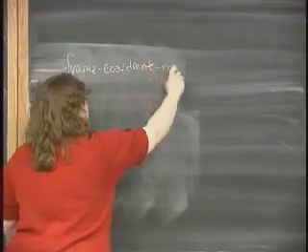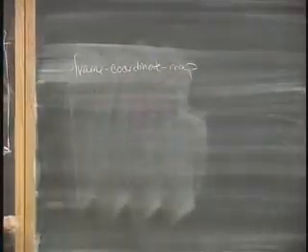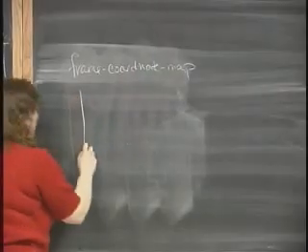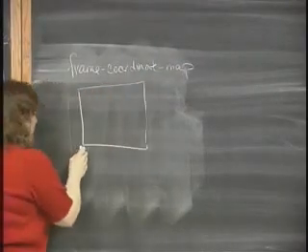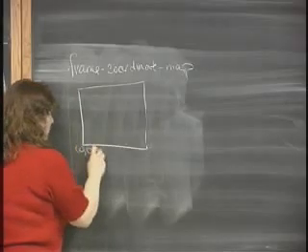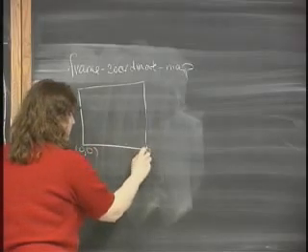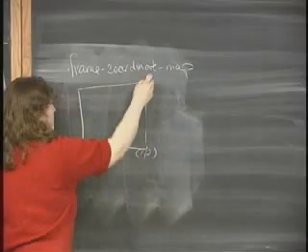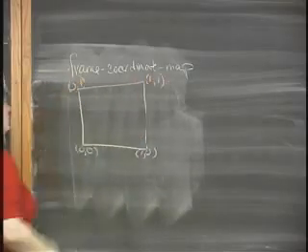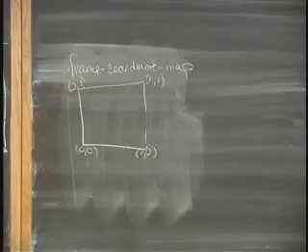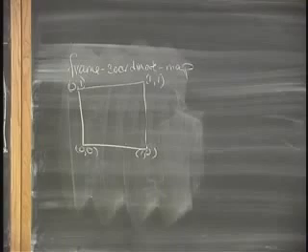Frame coordinate map. So each frame is mapped into a unit square. So we take a unit square, and this is what's going to allow us to display our picture in any size frame that we're trying to use.